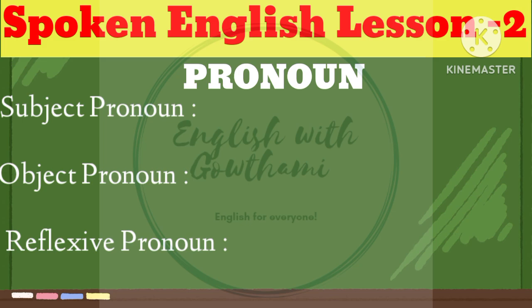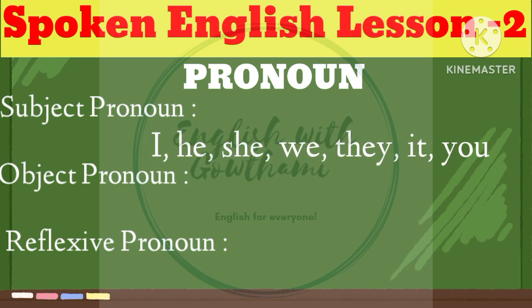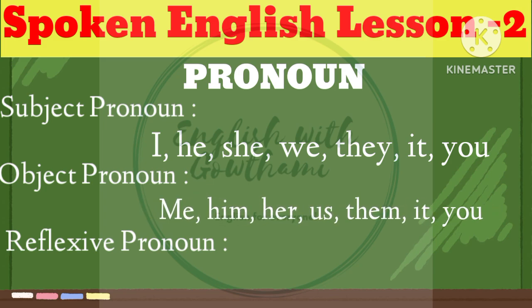Coming to subject pronouns. I, he, she, we, they, it, you. All this comes under subject pronouns. We can start a sentence using a subject pronoun. Whatever sentence we start, we start it using these subject pronouns. Now coming to object pronouns. Me, him, her, us, them, it, you. All these are object pronouns.